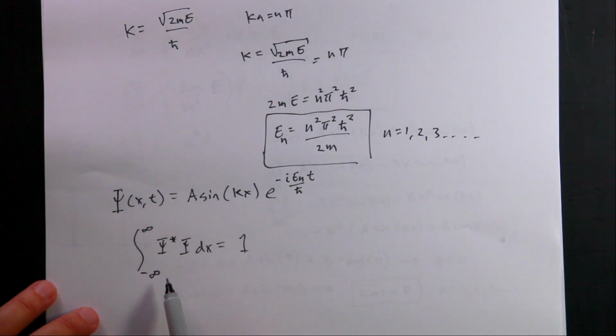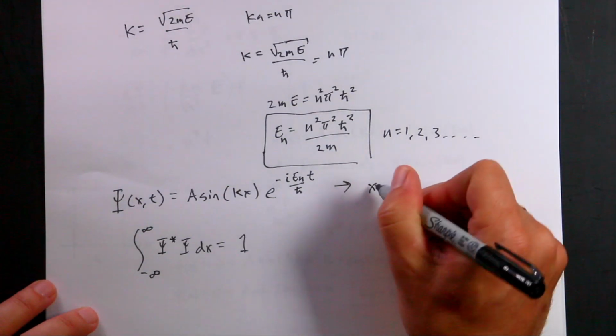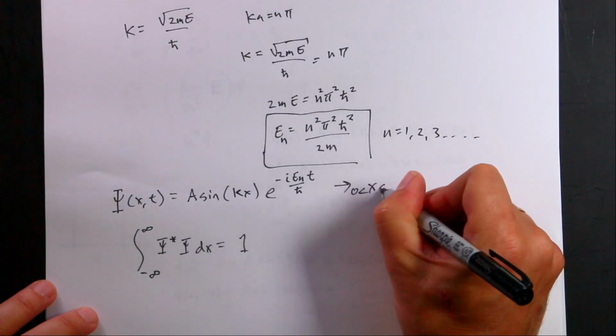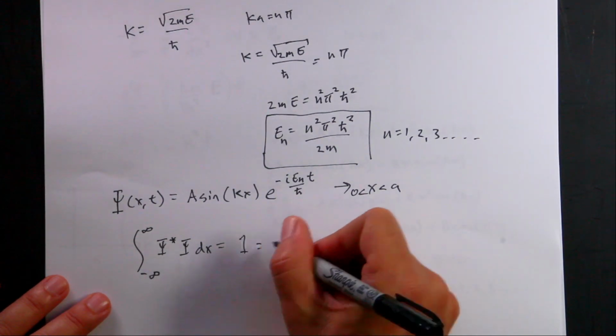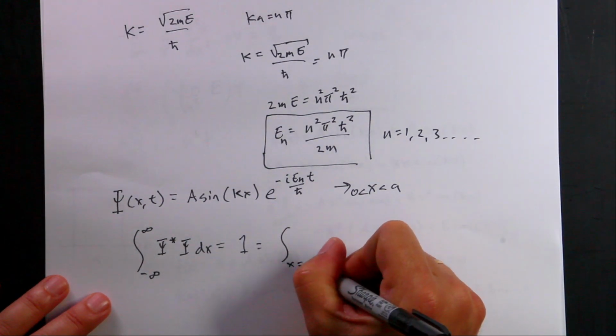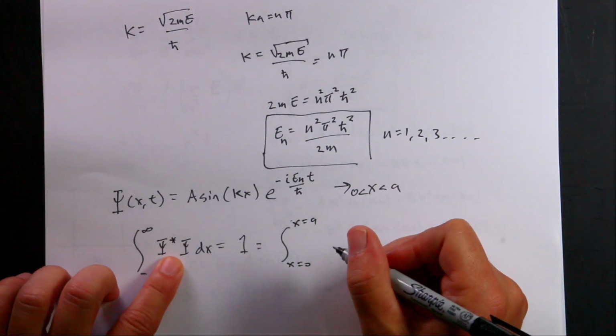Now, we already know that psi is only nonzero for x between 0 and a. Outside of that it is 0. So that means the integral becomes the integral from x equals 0 to x equals a of psi star psi. So let's go ahead and put that in here.